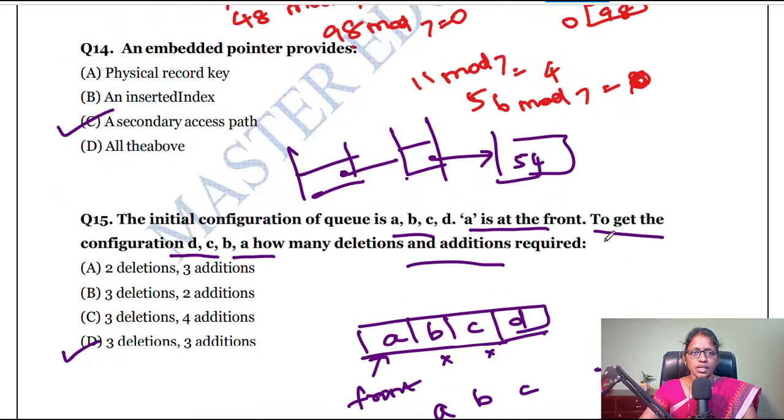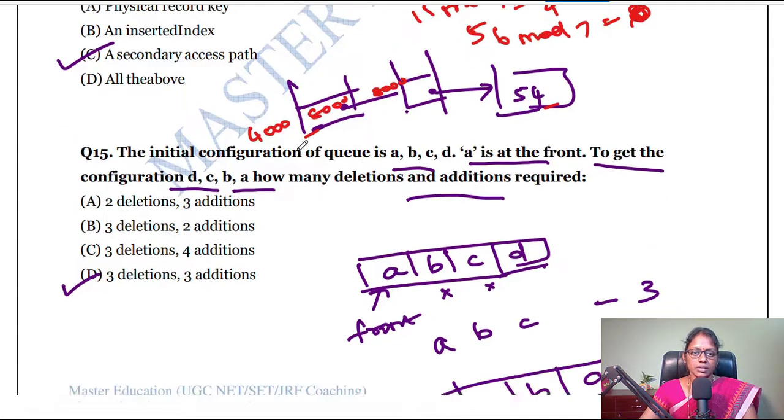The next question is, an embedded pointer provides. An embedded pointer is nothing but, when you are referring to a particular location, that location already has some address. Okay, I am referring to 4000. Here you have an address. If I go to the 4000 address, this refers to something, 8000. So this is called an embedded pointer. That is the secondary access path. This address again refers to a particular address, and there I am going to get the value. Okay, an embedded pointer provides the secondary access path.